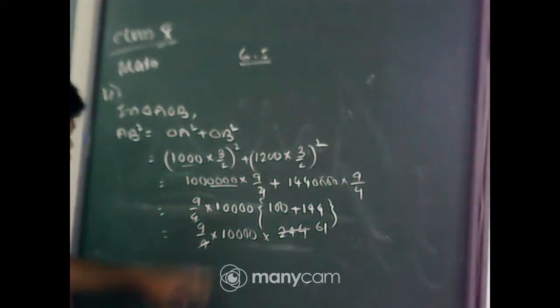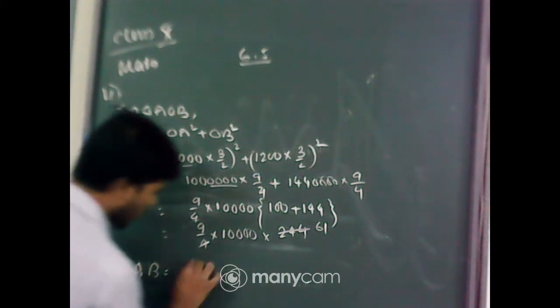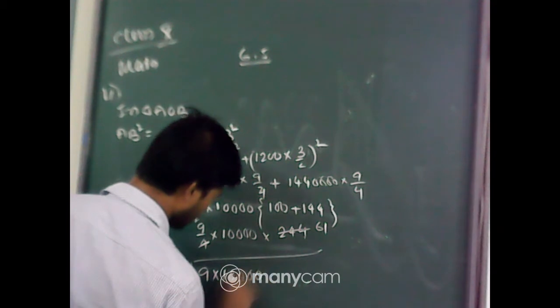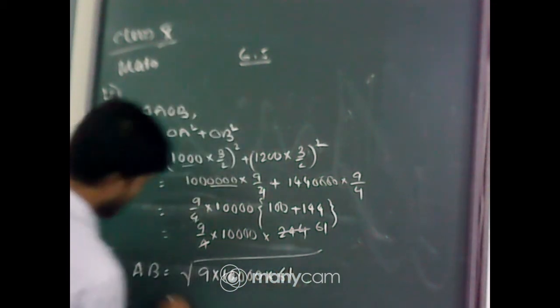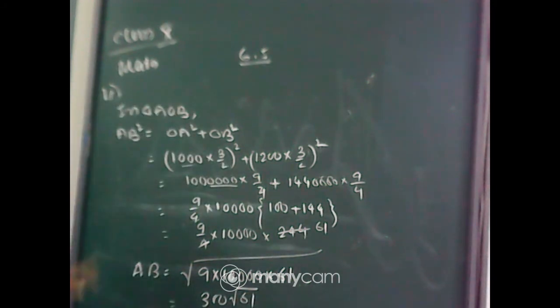Okay, now this is AB. So what is the value of AB? AB will be the square root of 9 into 10000 into 61. That means 300 root 61. This is the distance between plane A and plane B after 1.5 hours. Okay, now tell me, have you understood?